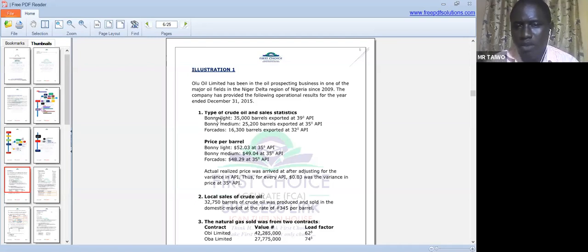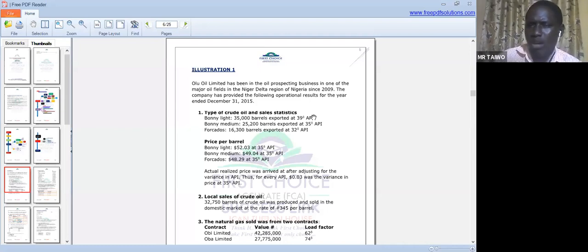Now, for the Bonny Light, they were able to sell 35,000 barrels of crude oil. They exported it at 39 degree API. That's the American Petroleum Institute. You see, this API is what will give us the pointer to the posted price that you're going to use to sell the oil outside Nigeria. I hope you get what I'm saying.